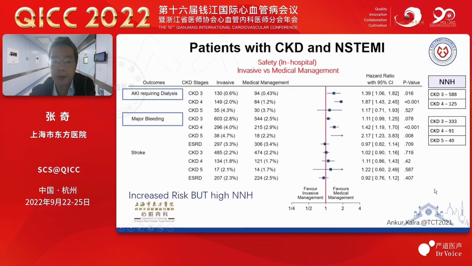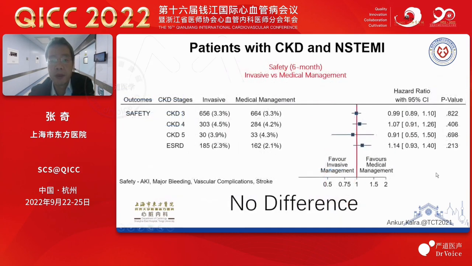But I think the two groups do not have many different strategies. I think for the major bleeding and also for the stroke and AKI require analysis. Though for the major bleeding, we probably think that the conservative will be better, but actually, we found that the incidence of that is very low.